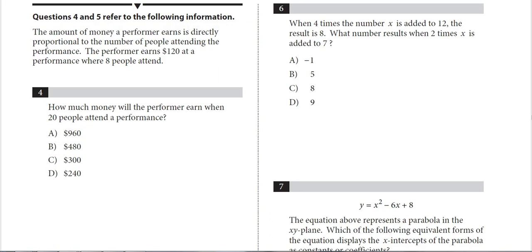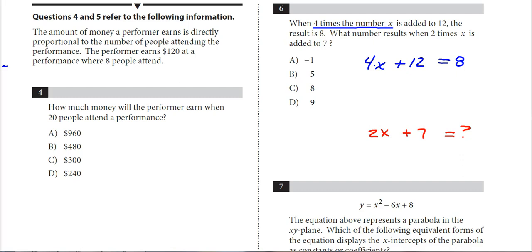Number 6 looks kind of like an algebra, like a verbal expression problem where you have to translate it into an algebra equation. So it says when 4 times a number x, so 4 times x, you could put a dot there, but you really don't have to, is added to 12, the result is 8. Then it says what number results, so this is a kind of separate clue, what is the answer, when 2 times that number is added to 7.